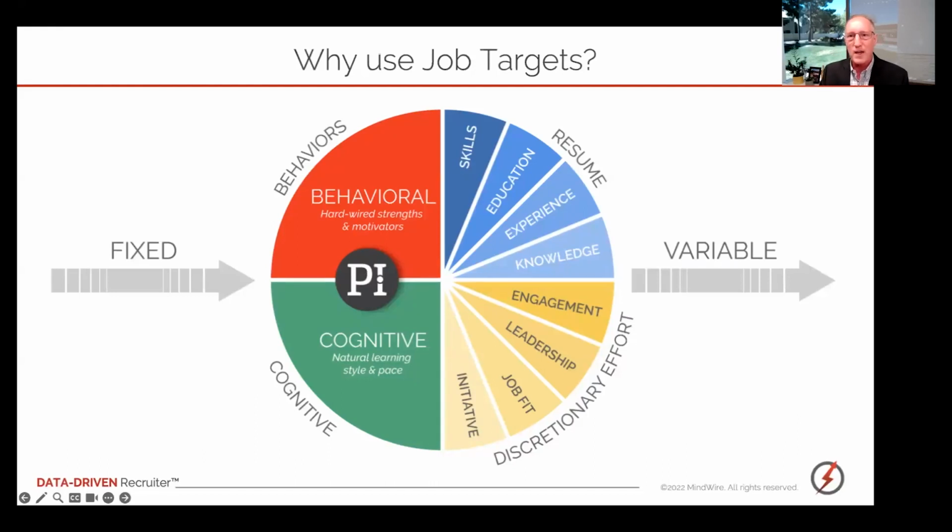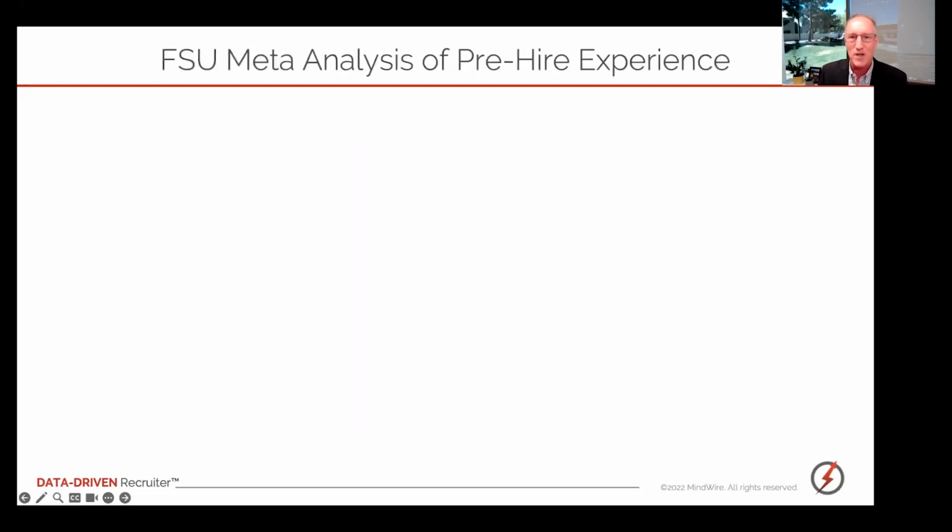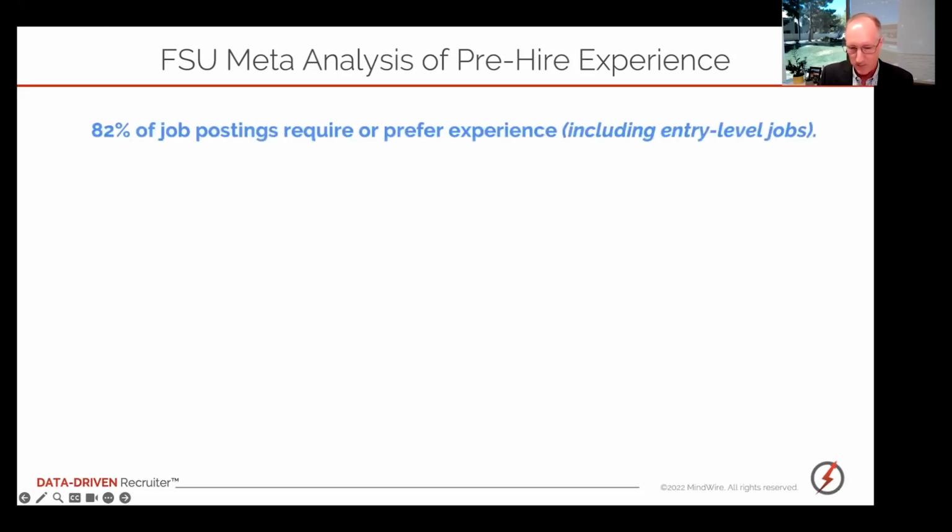So when we think about that, how do we then attract the right candidate? Well, this is the study that I was talking about from Florida State University, where they did a meta study. So this is basically a study of dozens of studies that were all on job postings and experience and hiring people based on past experience. First thing they found is that 82% of all job postings did require some sort of experience. This is including entry-level jobs where I can train somebody to do it.